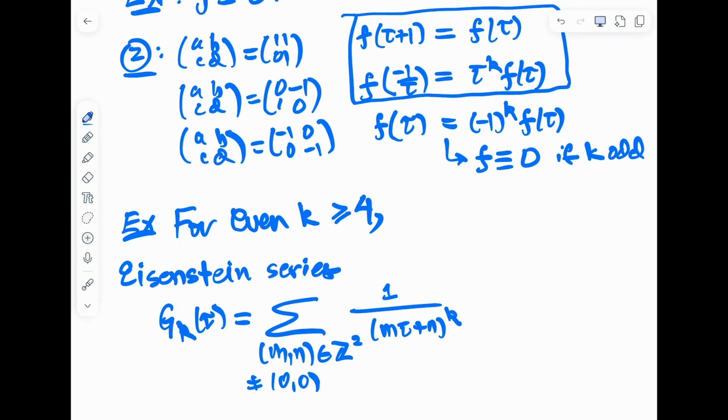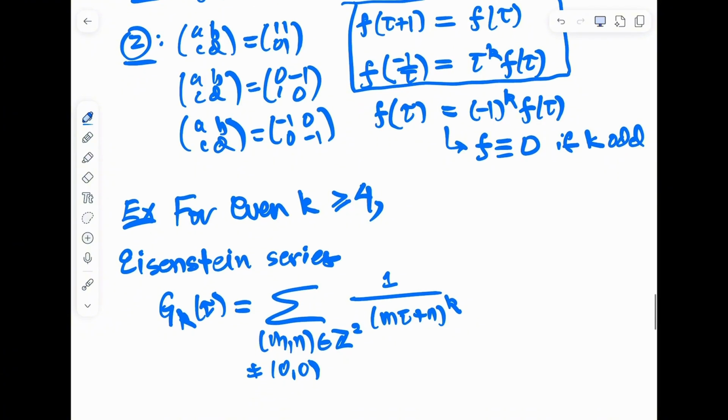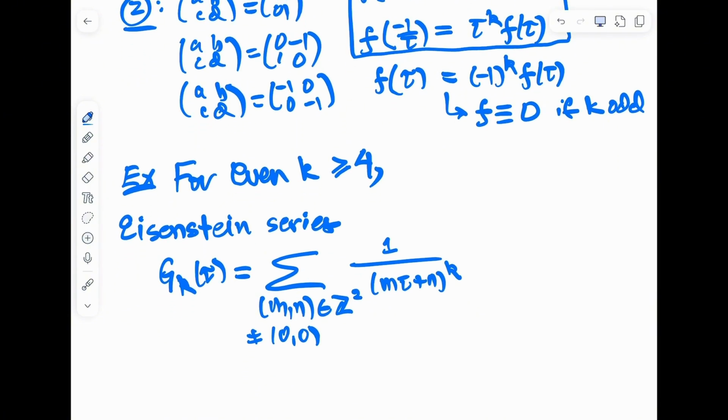It's not something you would ordinarily think about, but this turns out to converge for even k, and also for odd k greater than or equal to 4, but then it's the 0 function, so it's not interesting. In any event, these turn out to be examples of modular forms of weight k. There's one example in each weight.